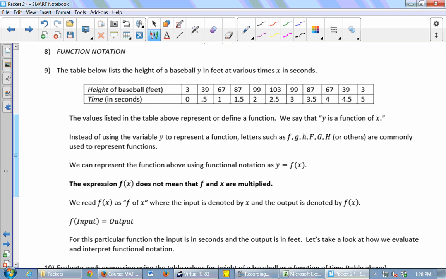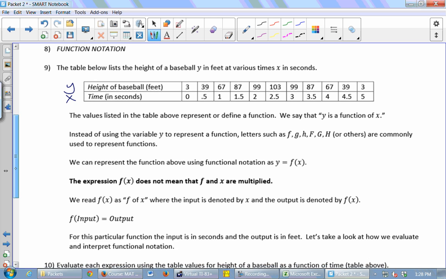Okay, so we're going to have height is Y, time is X. Instead of using the variable Y to represent a function, letters such as F, G, and H are commonly used to represent functions. And we pick F because function starts with F, and then we go with G and H because we are very creative. We go with the next 2 letters in the alphabet.